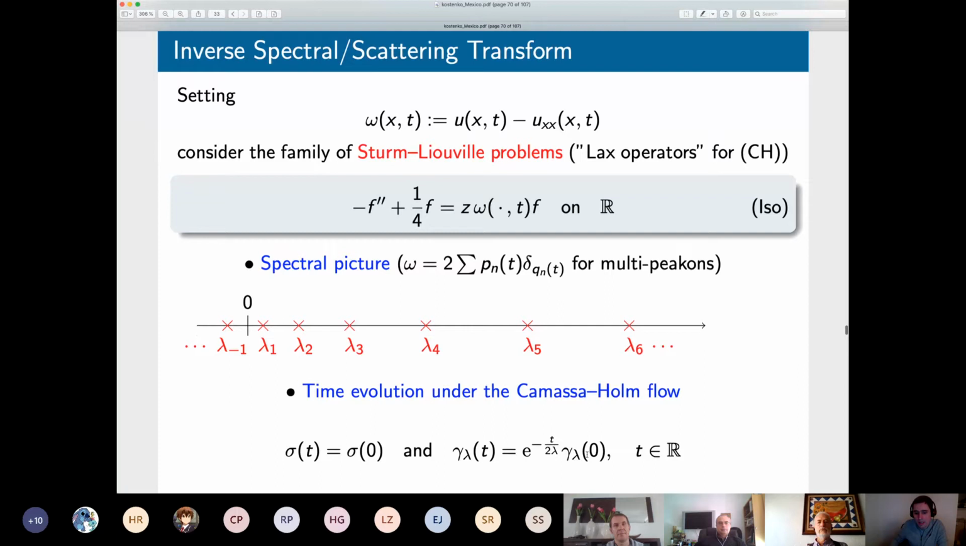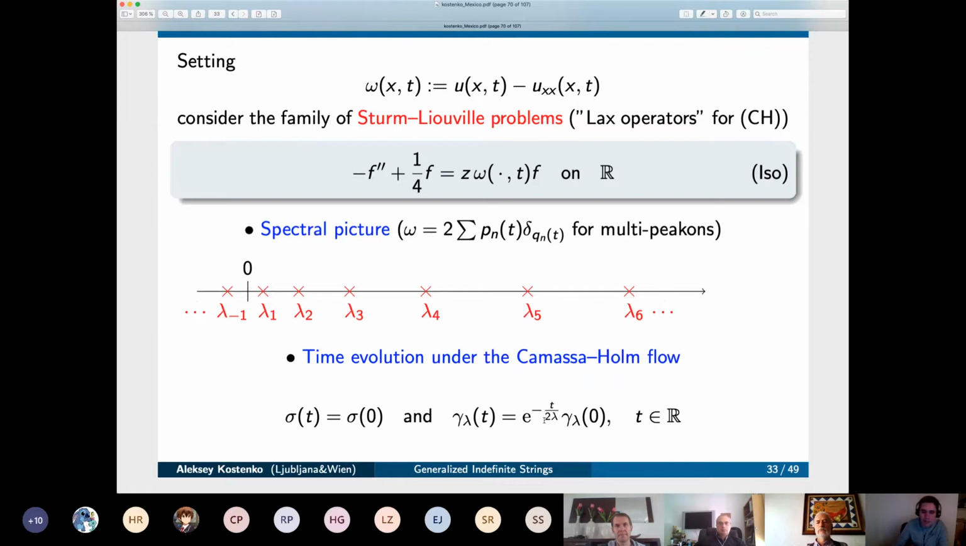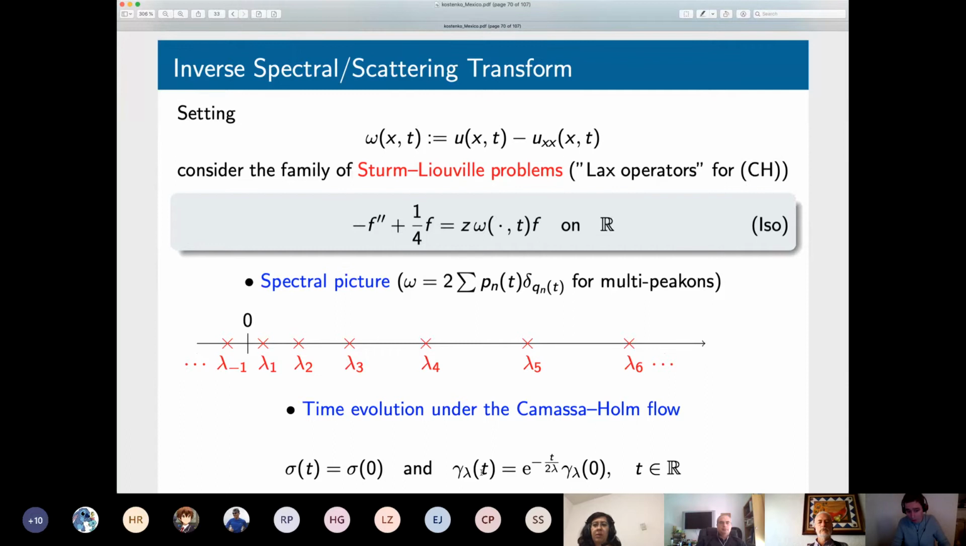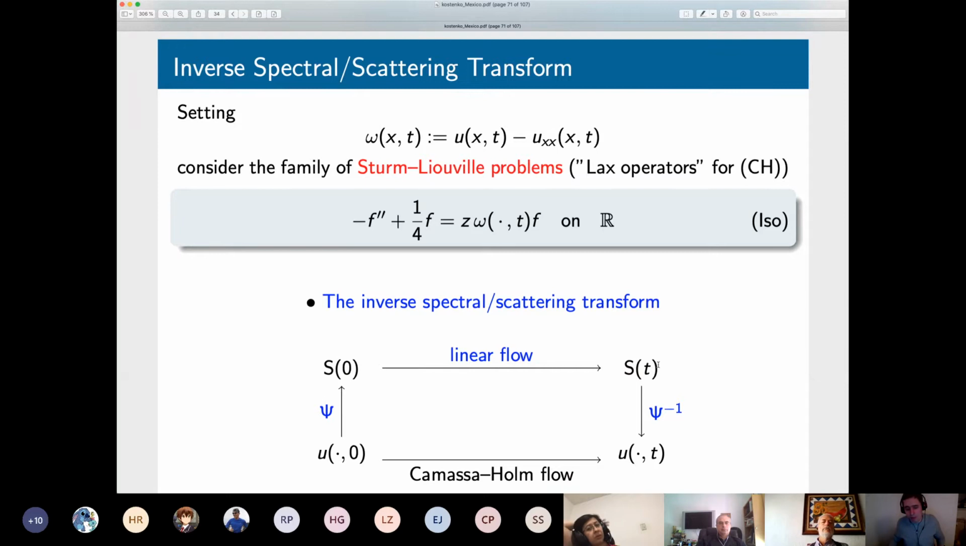It's actually linear here. And I think most of you are familiar with the inverse spectral or scattering transform, the way to solve nonlinear equations by employing the solution of the inverse spectral or scattering problem. For each initial data U, we associate some suitable spectral data or scattering data. For example, in the case of multi-peakons, it's the spectrum and Norming constants. Then the evolution of the spectral data is very simple, and the difficult part now is to solve the inverse problem, that is, to recover our solution at time t from the spectral data at time t.